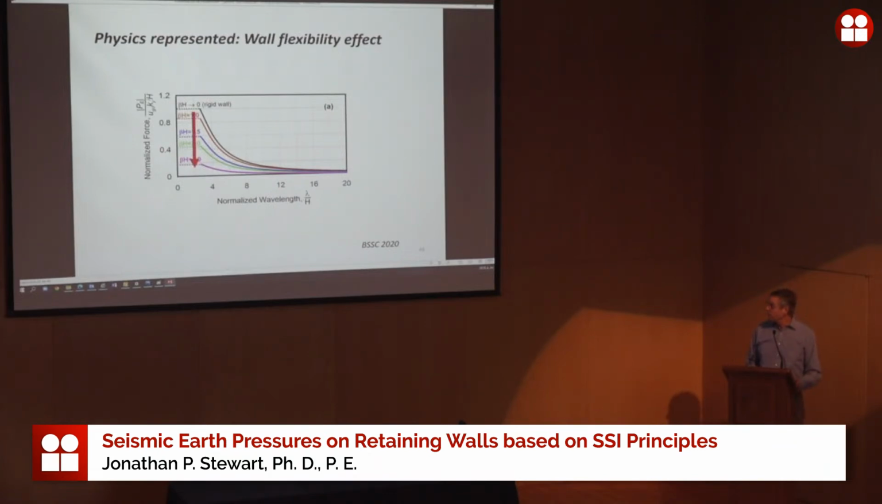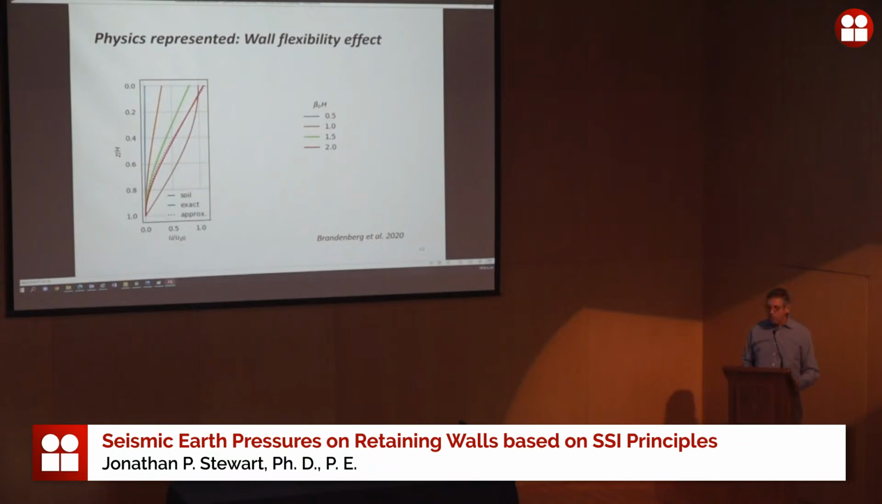Okay, so that's the effect. Now to dig a little deeper into this wall flexibility, why is it having such an influence? This is showing the displacement of the wall divided by the free field displacement as a function of height. So this would be ground surface, this would be the base of the wall, so h is the wall height.